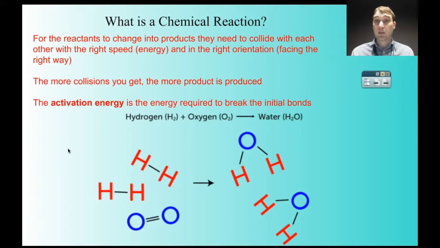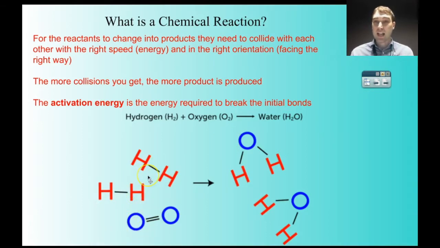So let's just go back over what a chemical reaction is. To get a chemical reaction to occur, you need to have your reactant particles colliding with each other in the correct orientation with the right amount of energy. What we mean by that is when they're colliding with the right energy, that's enough energy to break the bonds between the reactants. So in our example here with hydrogen and oxygen, we need to break the covalent bonds between the hydrogen atoms and between the oxygen atoms to get the reaction to occur.